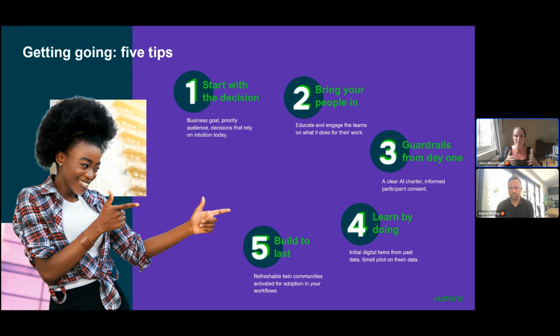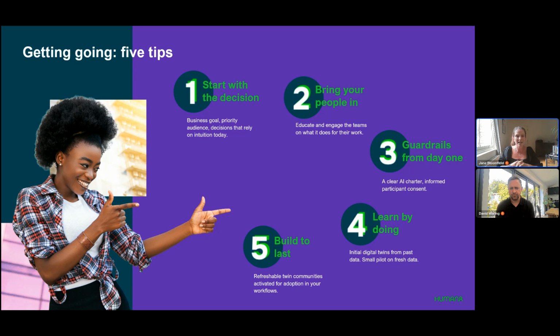Put the guardrails in place from day one. I think every business nowadays has an AI charter. We have to think about consent. We have to think about data security. So a big part in setting up the twins is ensuring that we have all of that in place, and that the real humans behind the twins are aware of what their data might be used for. So trust is the foundation here, and that's obviously very, very important within consumer insight and research.